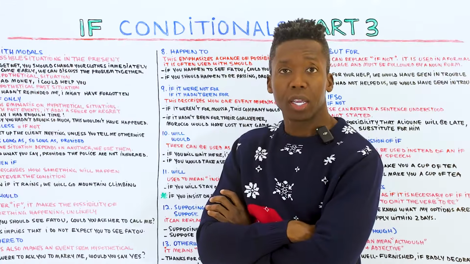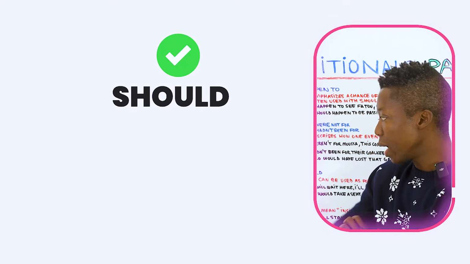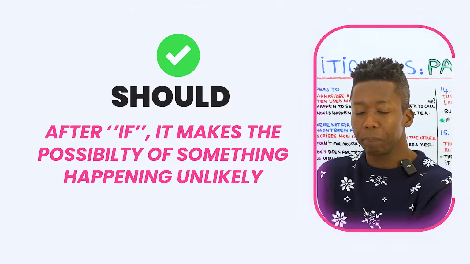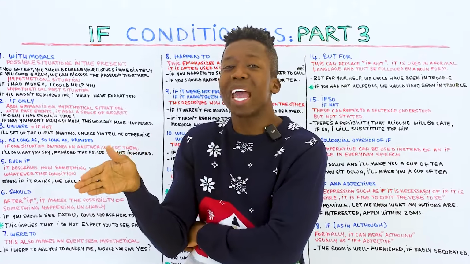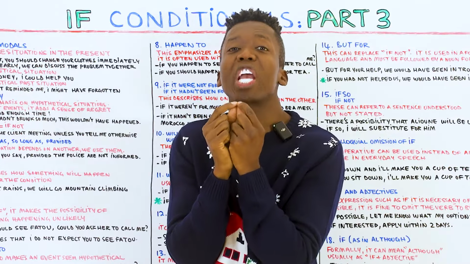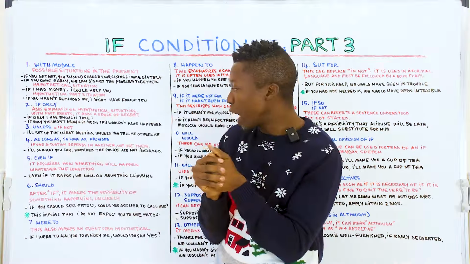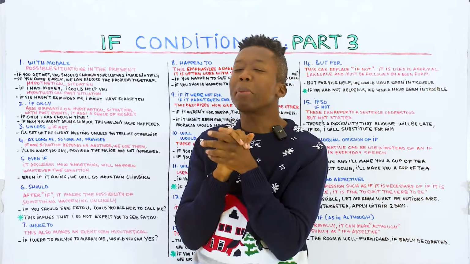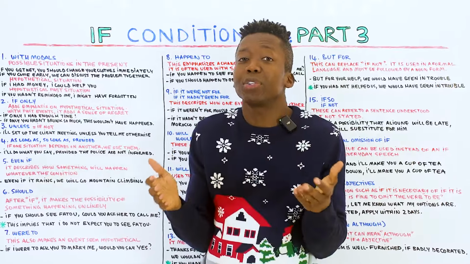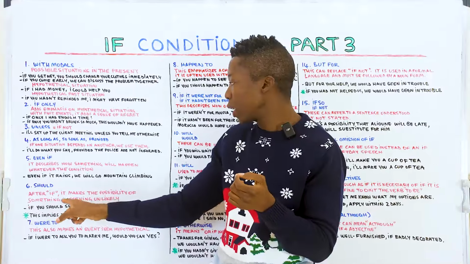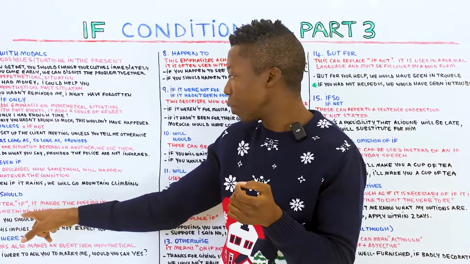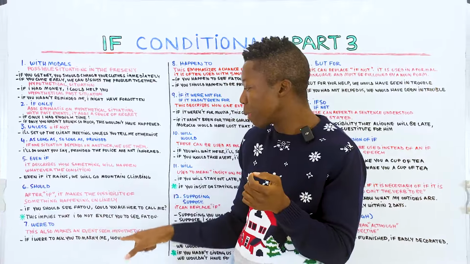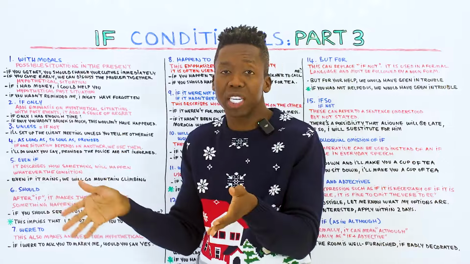Number 6, should. We can also use should for conditionals. After if, should makes the possibility of something happening unlikely. When we use should, that means whatever we think is going to happen has a very small chance or probability of happening. Example, if you should see Fatu, could you ask her to call me? There's probably a 10% or 5% chance that you see Fatu. That's why I say if you should. Here we use it after if to mean that the probability is very small. This implies that I do not expect you to see Fatu. But if you should see her, tell her to call me.